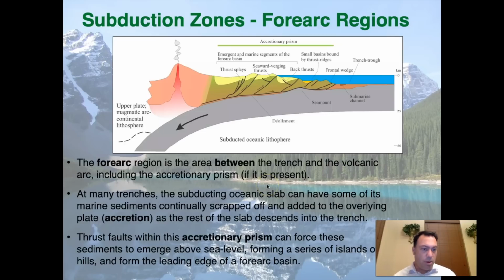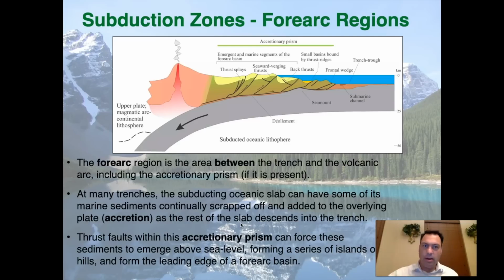Now, I've talked about the accretionary prism in subduction zones previously, but we're going to rehash this a little bit right now because it's extremely important. At many trenches, the subducting oceanic slab can have some of its marine sediments continually scraped off and added to the overlying plate. We call this accretion as the rest of the slab descends into the trench. Imagine as something is subducting down, the overriding plate, the one that is not going down, is just scraping everything off for the one that is going down.